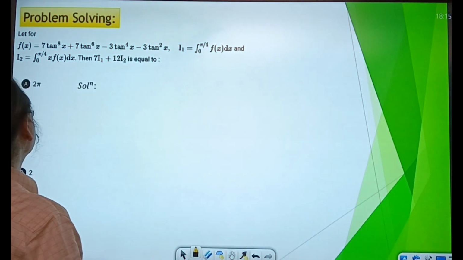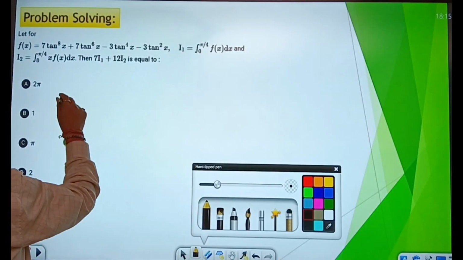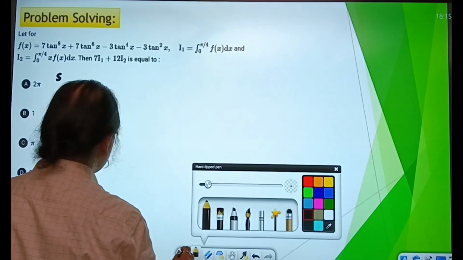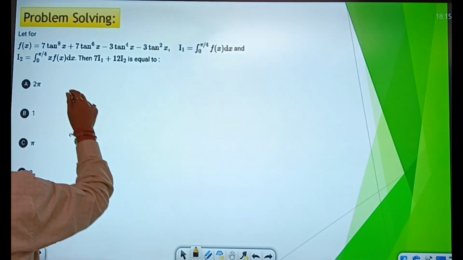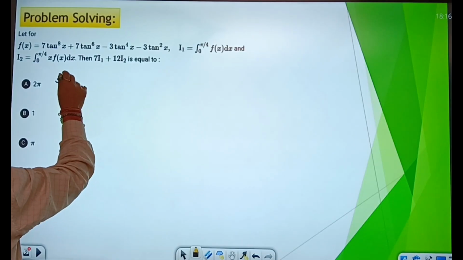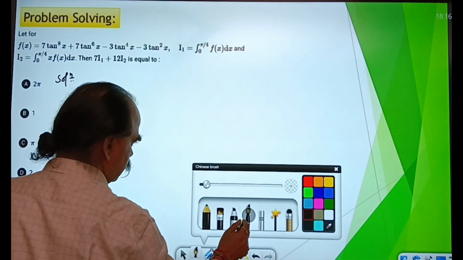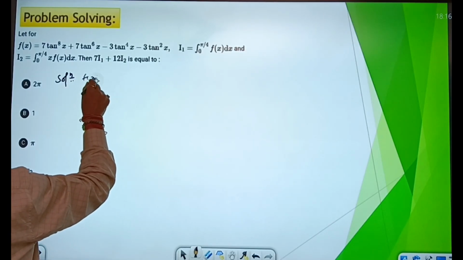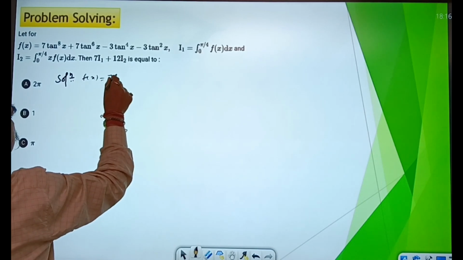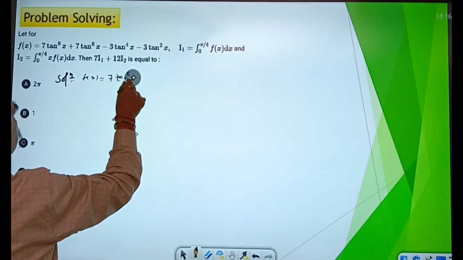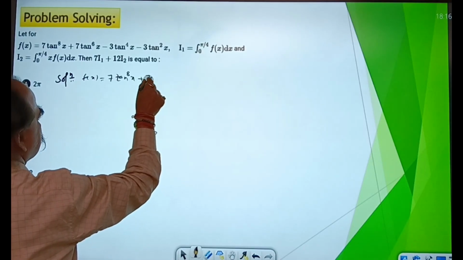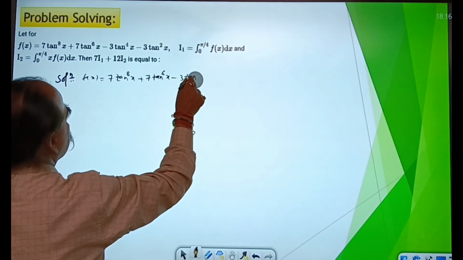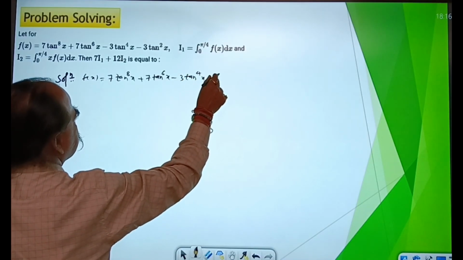The first problem is f(x) is what? f(x) is 7 tan^8 x plus 7 tan^6 x minus 3 tan^4 x minus 3 tan^2 x.